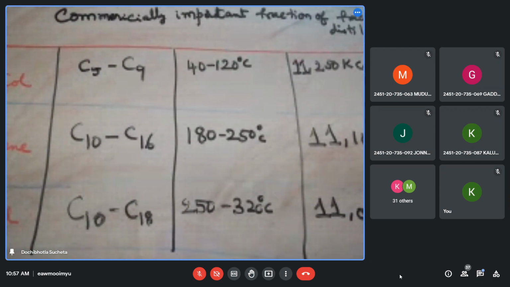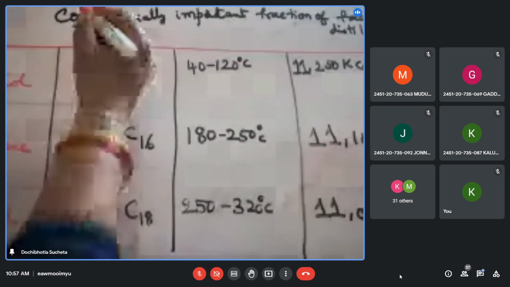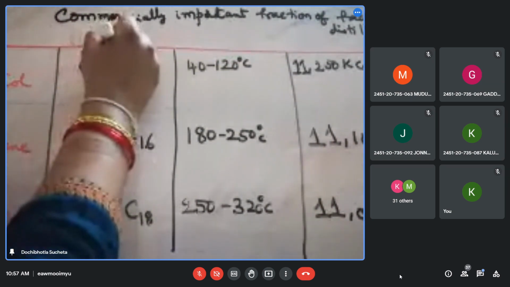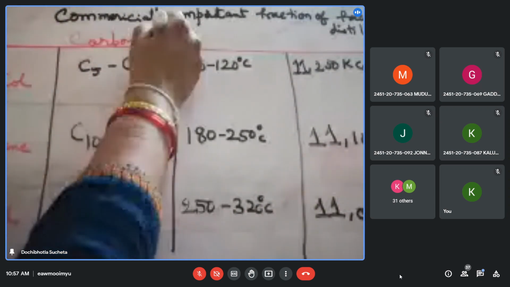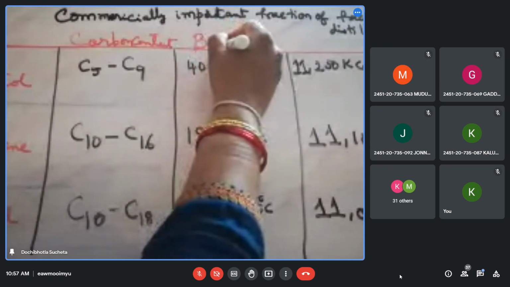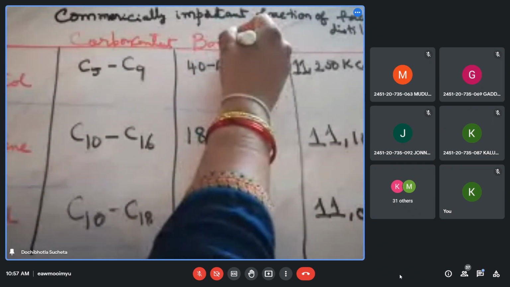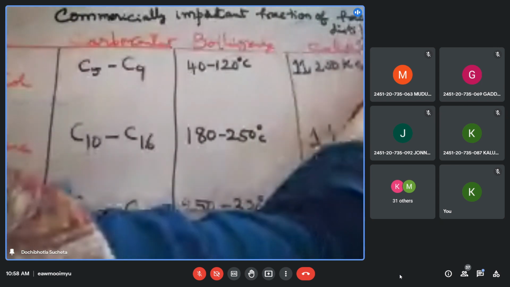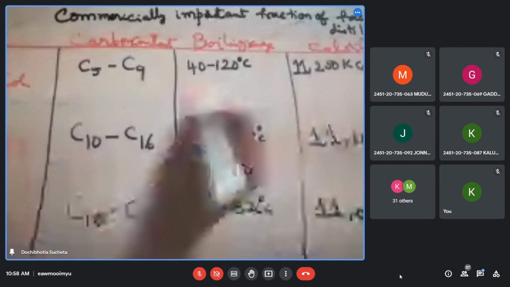This chart, please write it. Easy. Before exam, particularly your mid exam, just go through it once. Carbon content, boiling range, calorific value. These three things you need to remember.